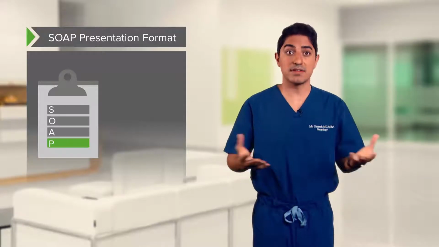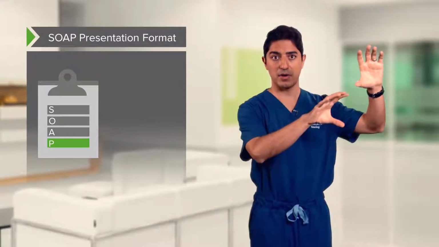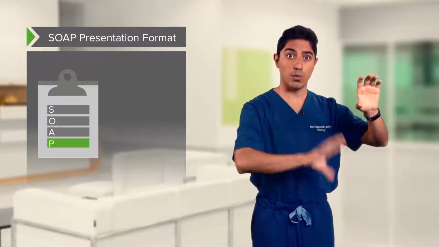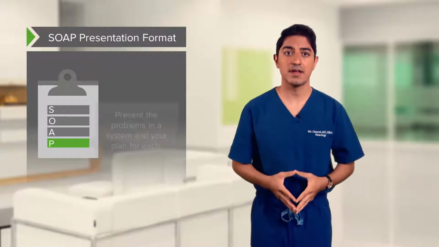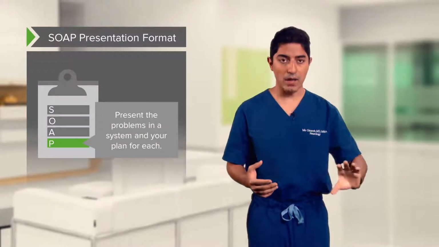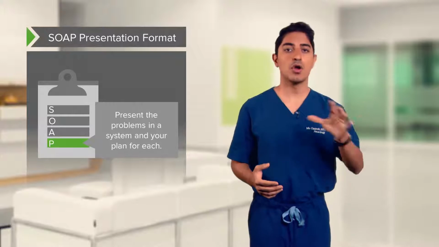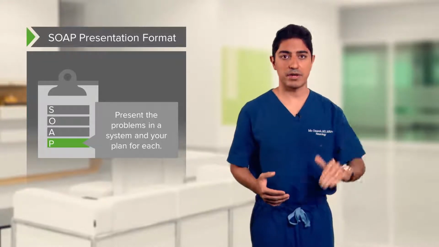And the last part is the plan. Now that you have an idea of, well, this is what I think is going on, what do you want to do about it? And that's what the plan is. It's where you then present all the problems the patient has in a system or problem-based format and your plan for each one. So in that example we gave of a patient having a UTI, the first problem would be urinary tract infection. And you need to write, what do you want to do about it? Give fluids, give antibiotics, what's your plan? Admit them to the hospital? So really, the SOAP format is very logical. So, information above, your assessment, and then what do you want to do about it?